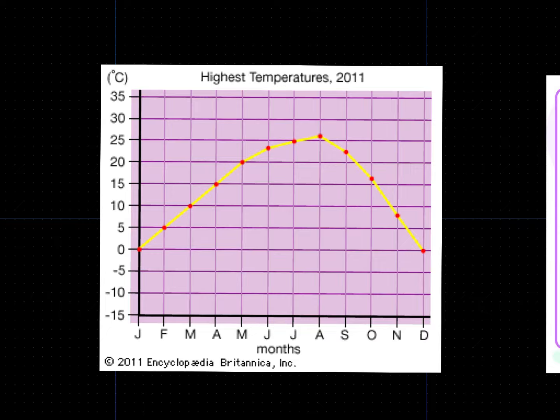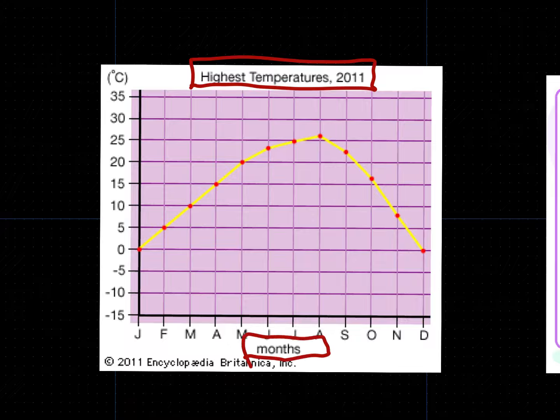So the first thing that we're going to look at when we're reading a graph is the title. Title's right up here. The next thing we're going to look at is the axis labels. So the title is going to tell us what the graph is trying to measure. Up here it says highest temperatures 2011. That's what this graph is measuring.